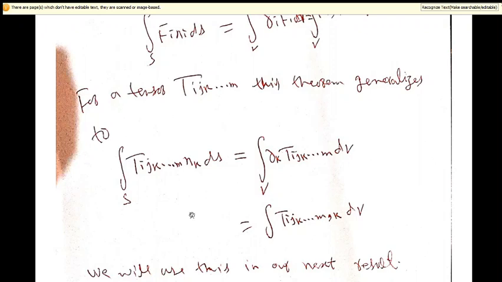This is the divergence theorem, Gauss's theorem, for higher order tensors. This is for first order tensor, and this is for higher order tensor. This was today's lecture.